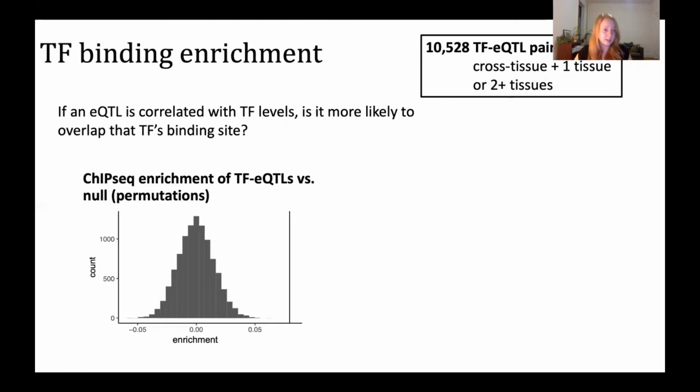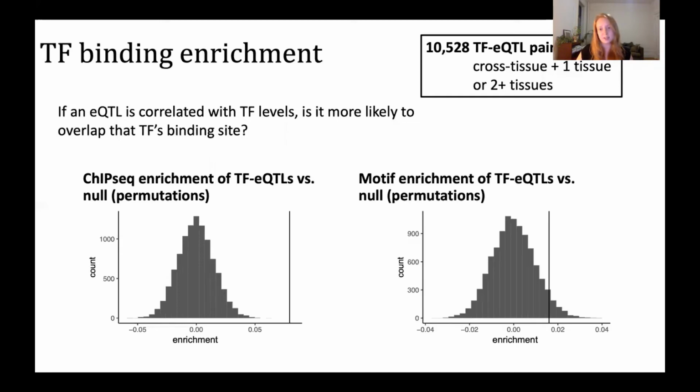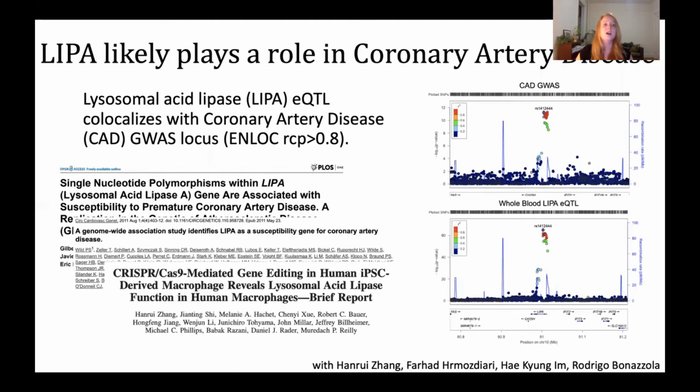We found that yes, for ChIP-seq peaks, eQTLs that are correlated with a TF are more likely to fall into that transcription factor's ChIP-seq peak. And the same can be said for motif, where if a transcription factor and an eQTL are correlated, we are more likely to see that that eQTL overlaps a motif for that transcription factor. So last, I just wanted to highlight an example that we found.